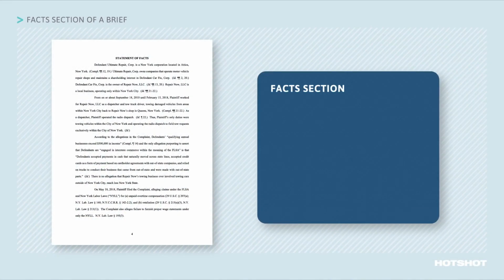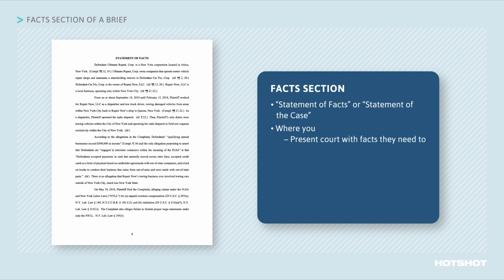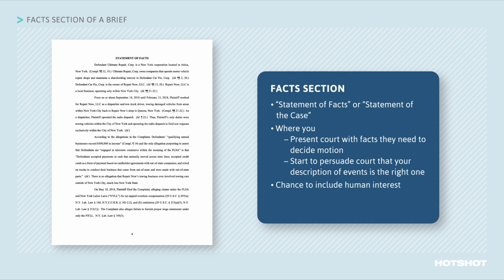The facts section in a brief, sometimes called statement of facts or statement of the case, is where you present the court with the facts they need to decide the motion. Parties often disagree on what actually took place, so the facts section is also where you begin to persuade the court that your description of the events is the right one. Plus, it's a chance to add some human interest to the brief.